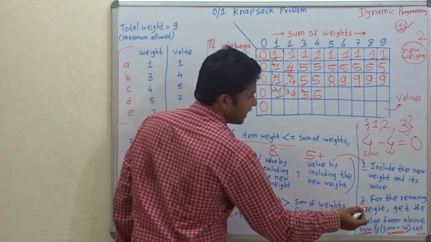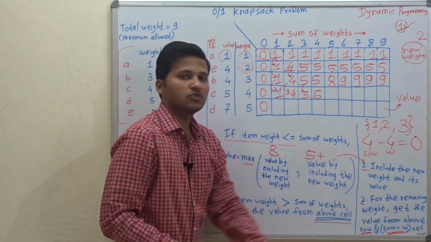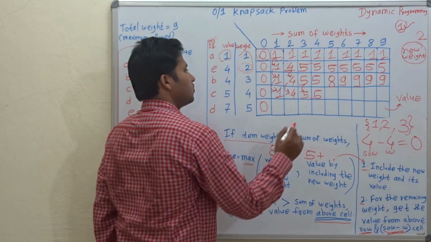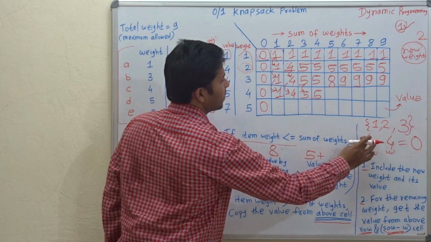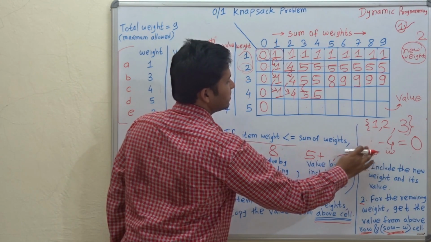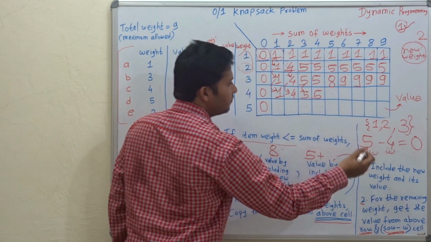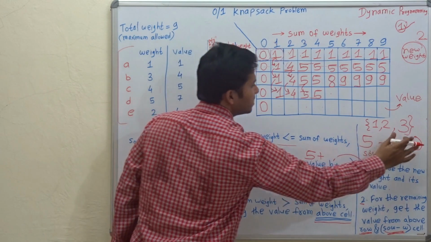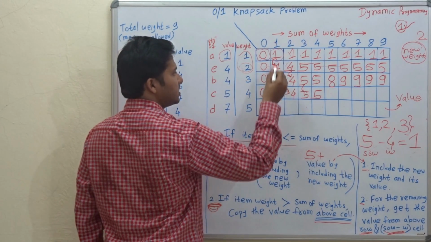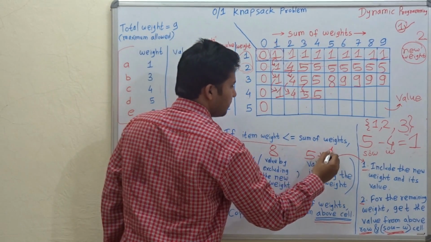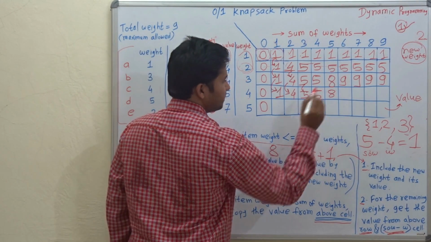And then the second step is, for the remaining weight, get the value from the above row at the SOW minus W cell. What is SOW minus W? SOW is 5 for this column, and the current weight is 4, so 5 minus 4 is 1. Go to the above row and the first cell, that is 1. So I will add the value: 5 plus 1 is 6. Max of 8 and 6 is 8.